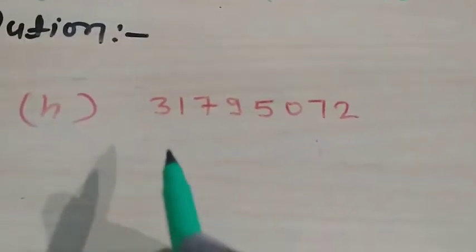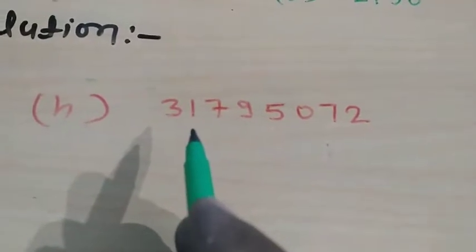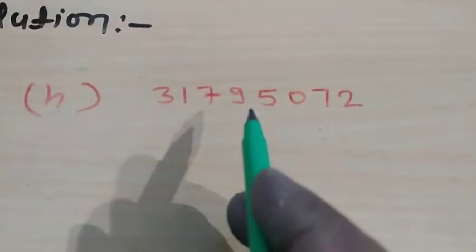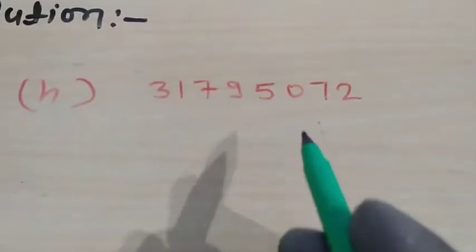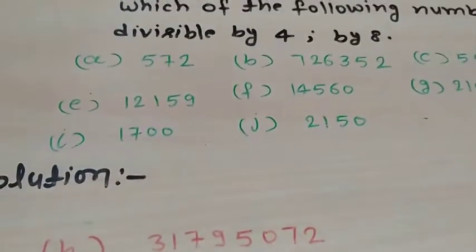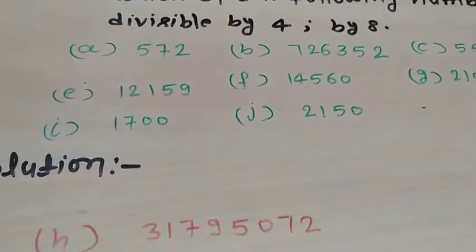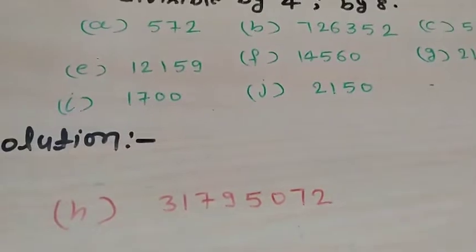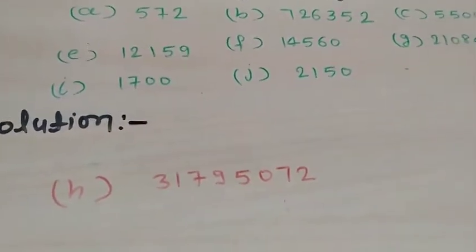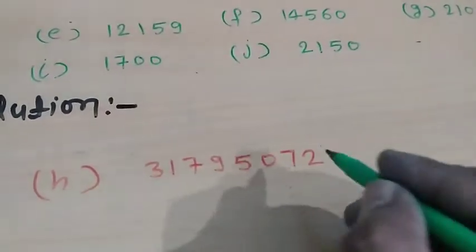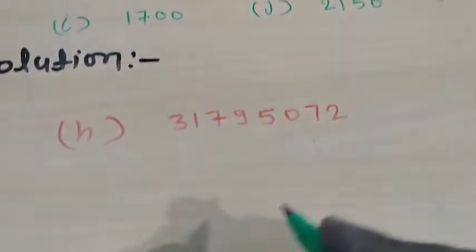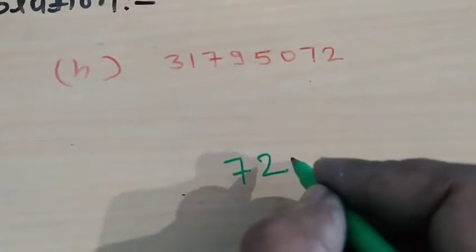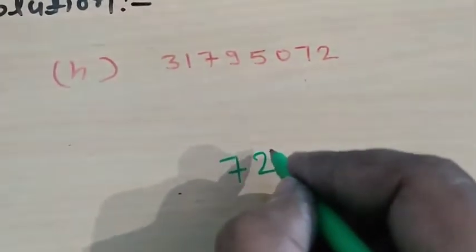Now this is the given number 3,17,95,072. Okay, so we check divisibility by 4 and divisibility by 8. For divisibility by 4 we check the last two digits. The last two digits are 72. Okay, so 72 is divisible by 4.